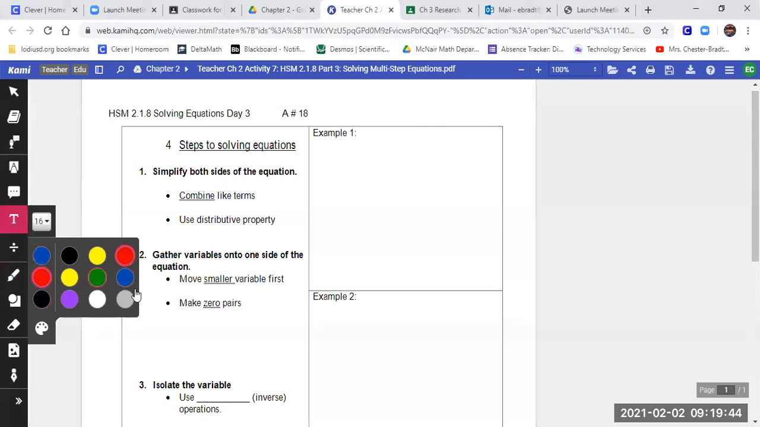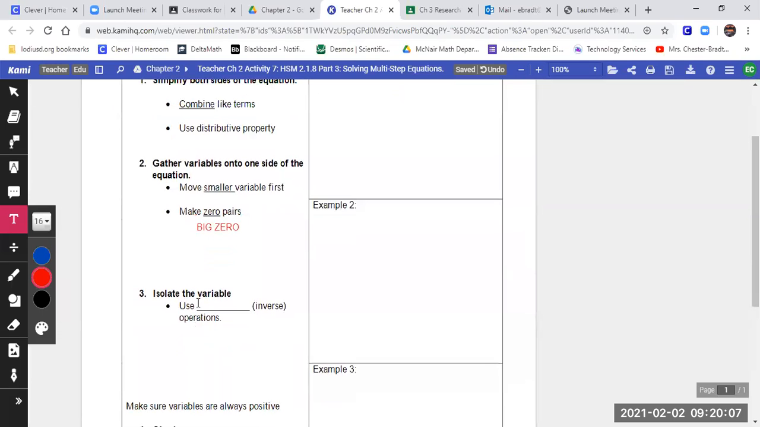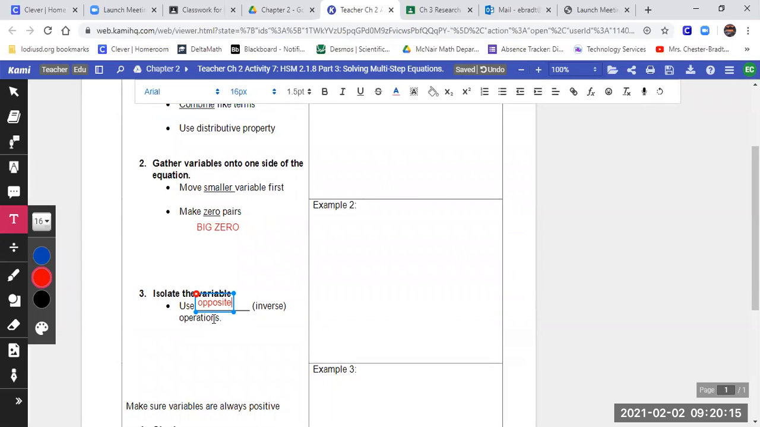Then you go ahead and move the smaller variable to the larger variable and get your zero pairs, your big zeros, okay? That's what they're talking about, zero pairs. This is the big zero. And then we do the opposite operation, just like yesterday, which the official name is the inverse operation. And that is getting us big zeros and big ones.